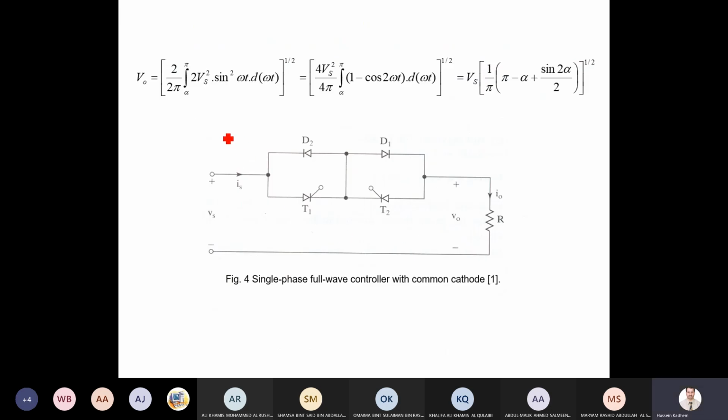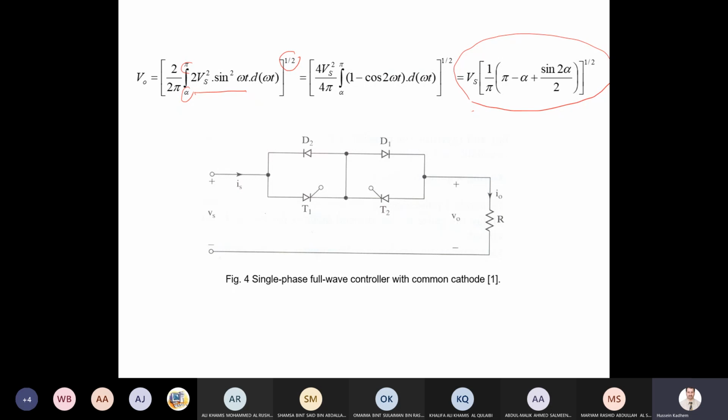So when we integrate now, we don't need to integrate both. One of them is enough because they are similar, symmetrical. So 1 over pi from alpha to pi, square the voltage and integrate, and then take the square root. We have another formula, as you can see here. We can use it.